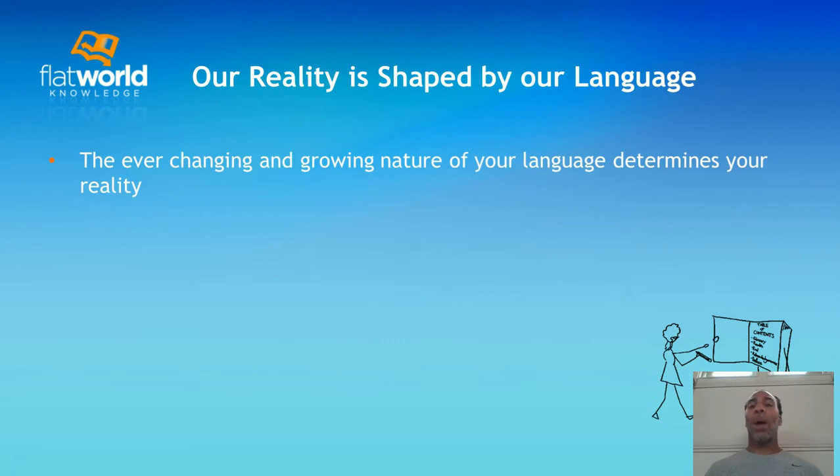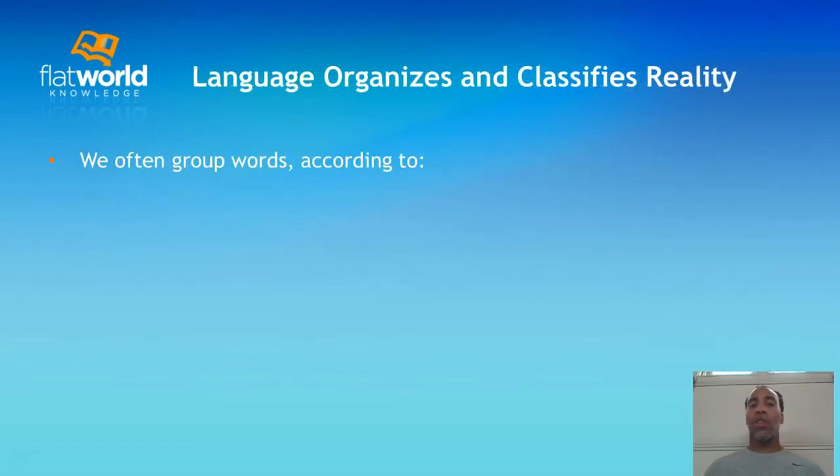Our reality is shaped by our language. The ever-changing and growing nature of your language determines your reality. Paradigms may be individual, and they could also be collective. So language organizes and clarifies reality, right? So a lot of people perceive things, but you can say sometimes it's not reality because it's not accurate or real.